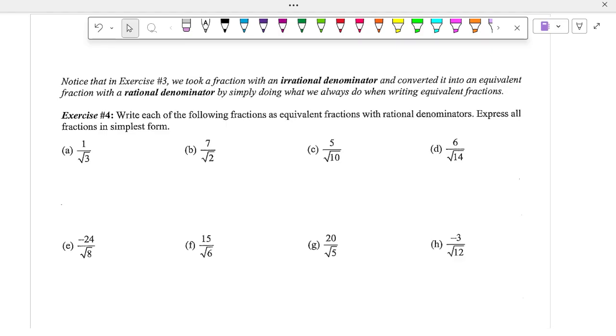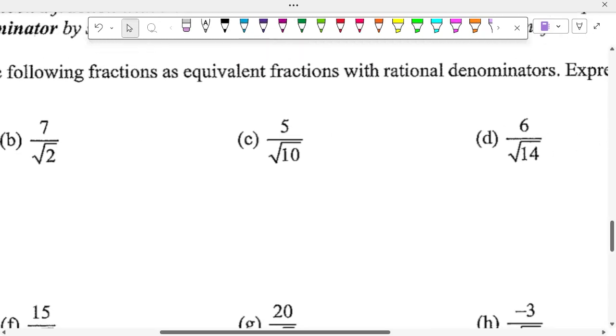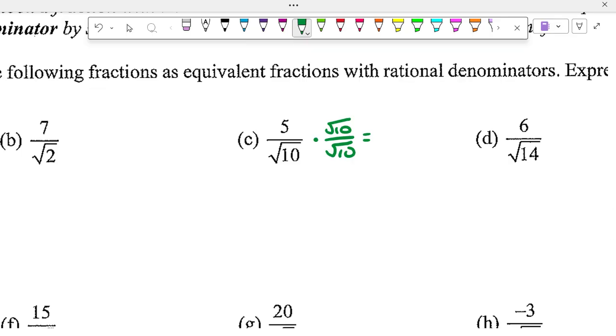So let's do letter C. So letter C. What would I multiply both the numerator and the denominator by? The square root of 10 over the square root of 10. So what do I get? 5 square root of 10 over, we're multiplying a radical by the same radical, so this will just be 10. And we know that the square root of 10, you can't simplify it down any further.